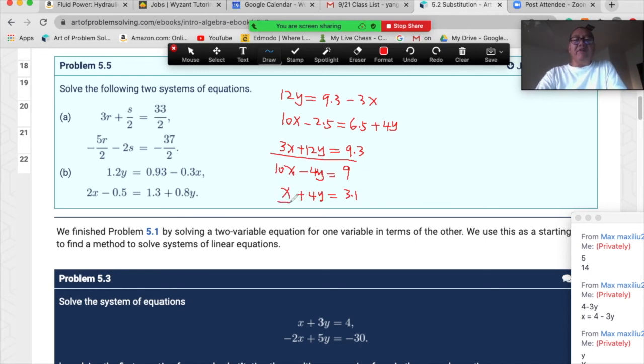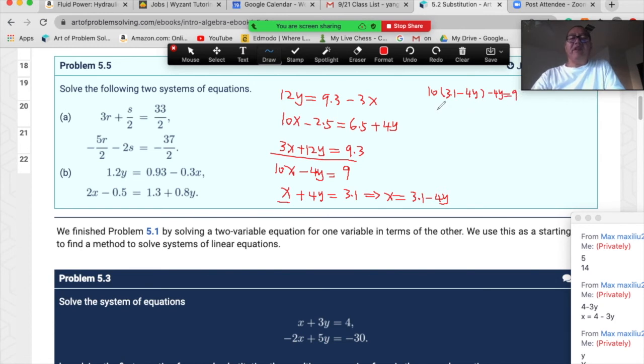We can say the variable x in the second equation is best to isolate. So from here we can get x equals 3.1 minus 4y. Then we can plug into this equation. Now let's see what we can get. That will be 10 times (3.1 minus 4y), then minus 4y, this one equals 9.